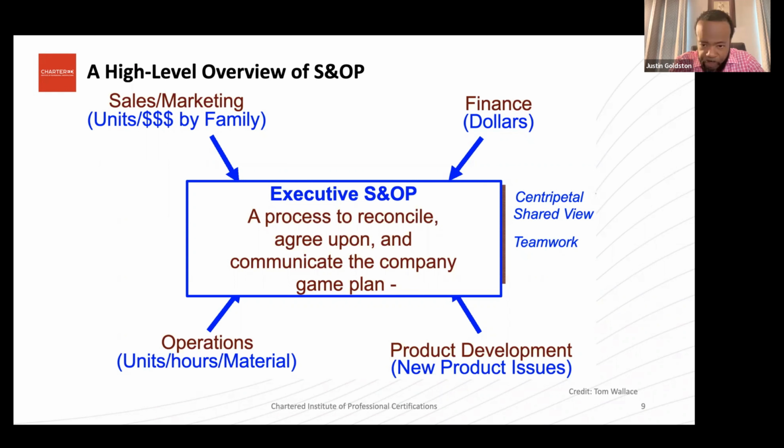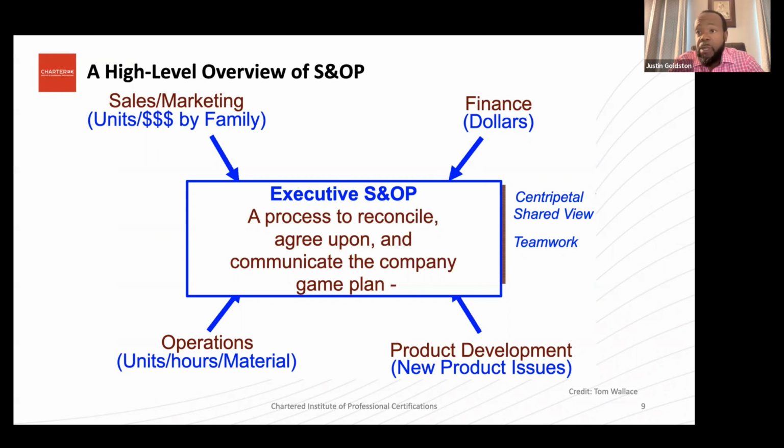And then if we are looking to roll out new versions of products, if we're looking to roll out new products, that's where product development comes in, and R&D and engineering will come in to say, okay, do we have the budget for the research and development for this? Do we have the budget to produce prototypes for this? And then they'll come back.